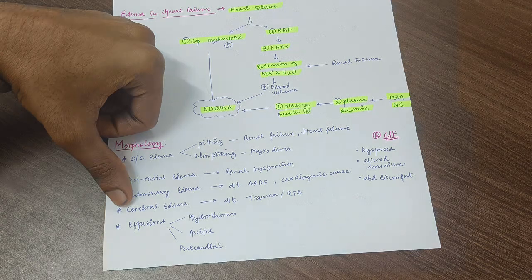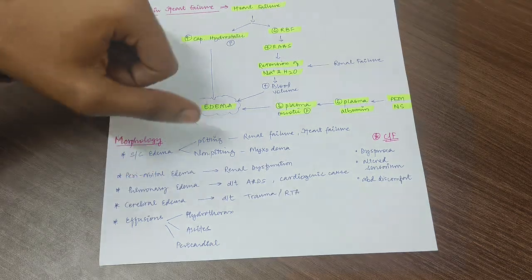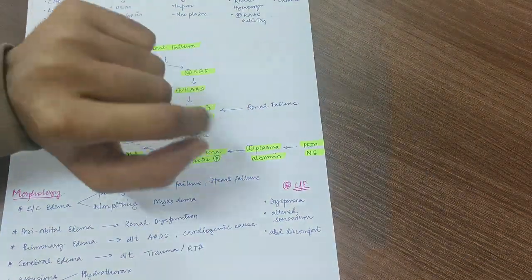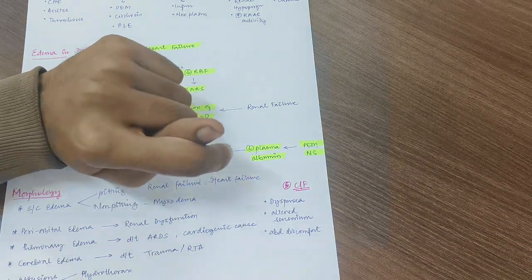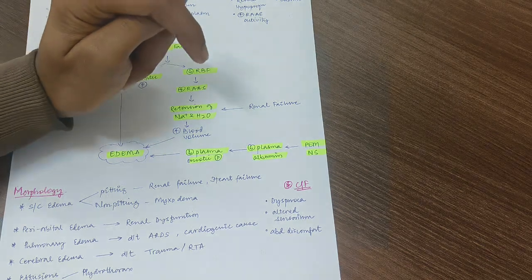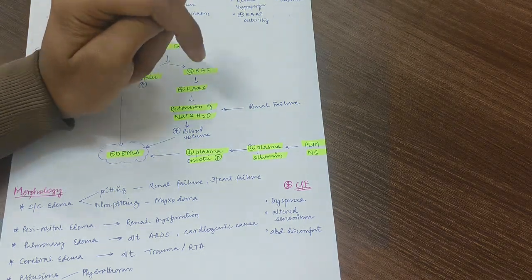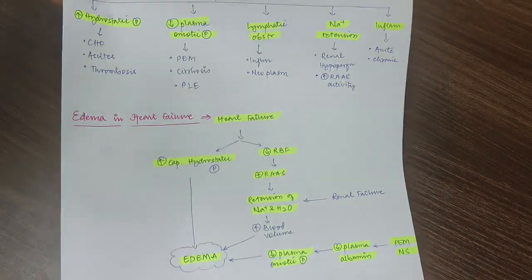Effusions seen in the thoracic cavity are called hydrothorax. In the abdomen, it is called ascites. In the pericardium, it is called pericardial effusion. So what are the clinical features? If he is having pulmonary edema, he will present with dyspnea and pink frothy sputum, altered sensorium in case of cerebral edema, and abdominal discomfort in case of abdominal edema, that is ascites. Okay, these are the things you must concentrate on in edema.